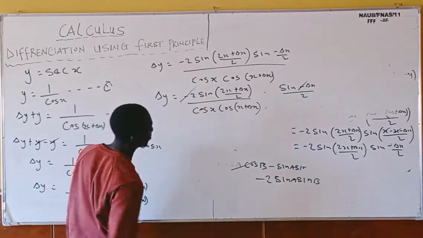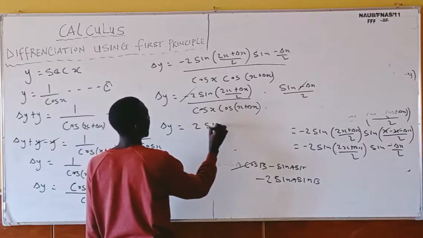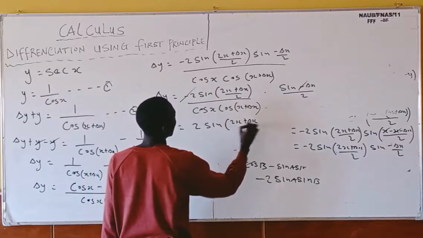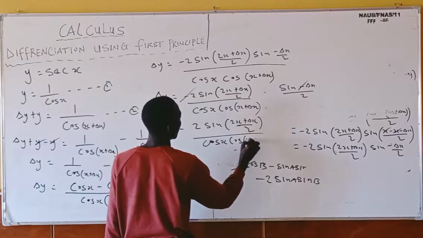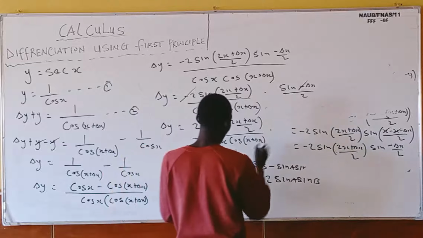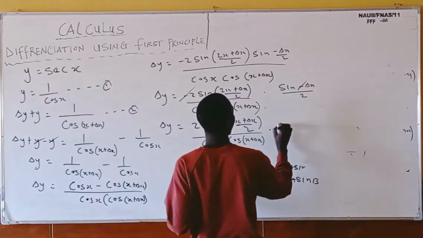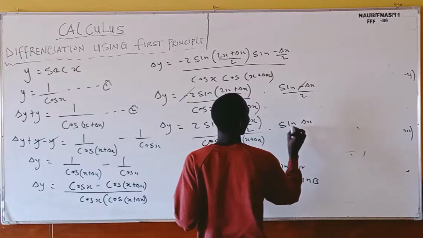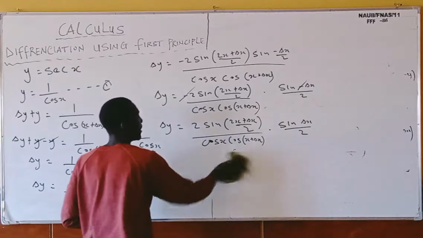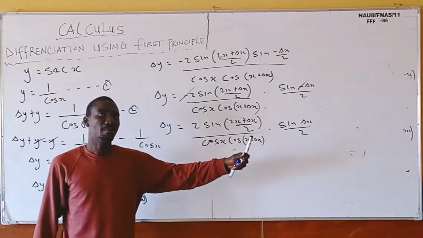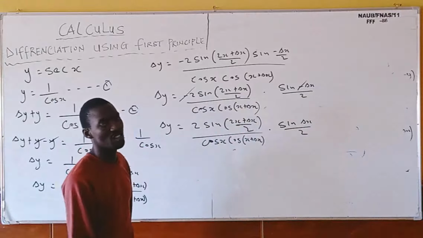Minus times minus is plus, and change in y will be equal to 2 sine of (2s plus change in s) all over 2, all over cos s plus change in s, multiplied by sine of change in s all over 2. Now the reason why I did that is because I know that the limit as s approaching 0 of sine s all over s is nothing but 1.